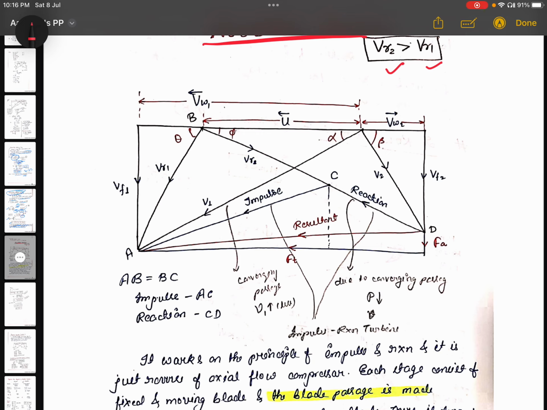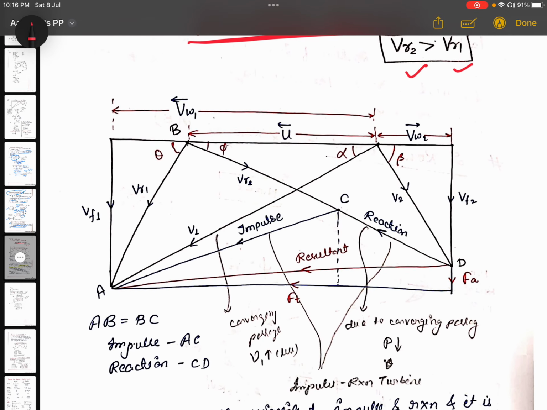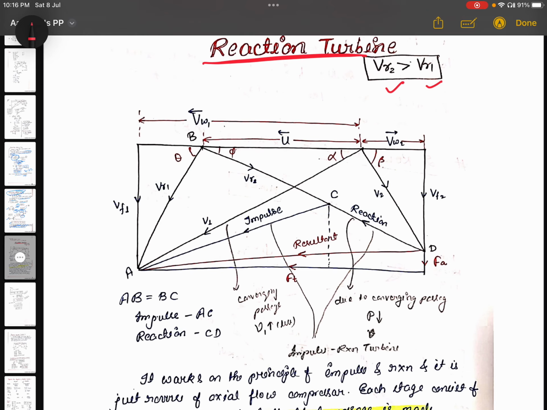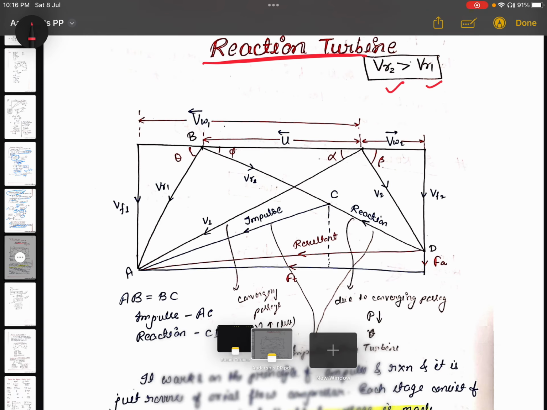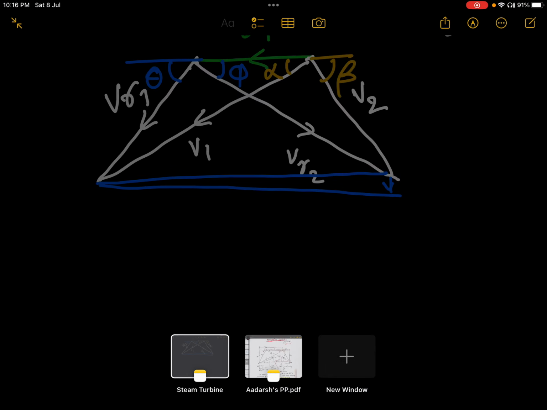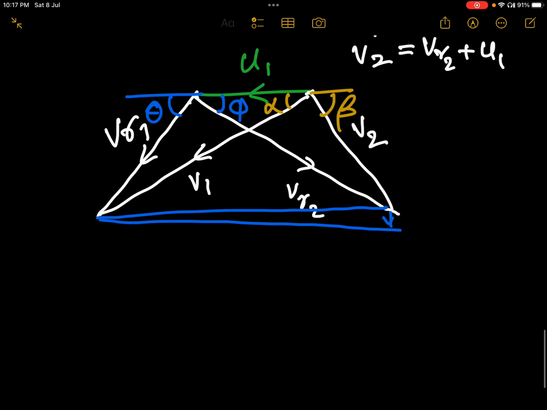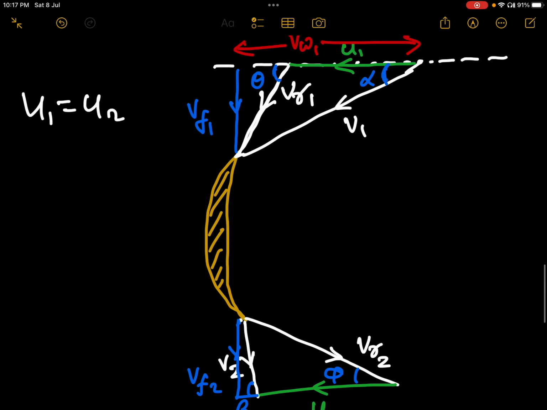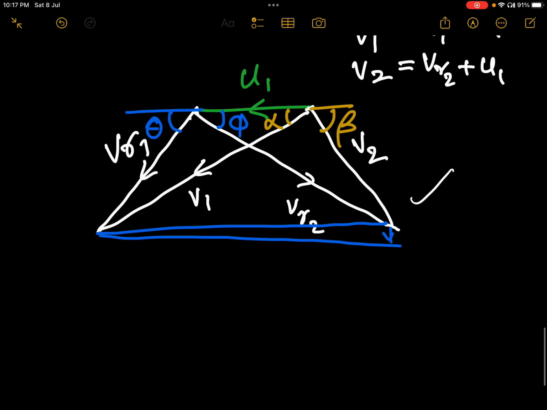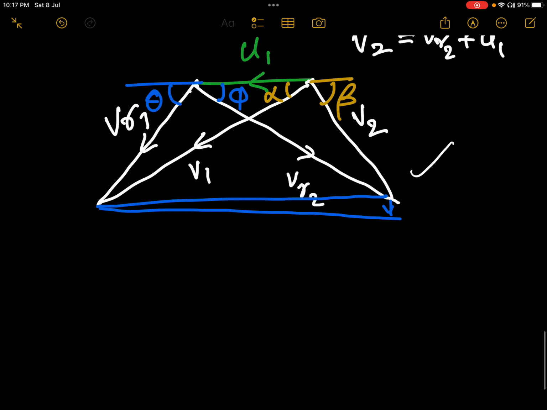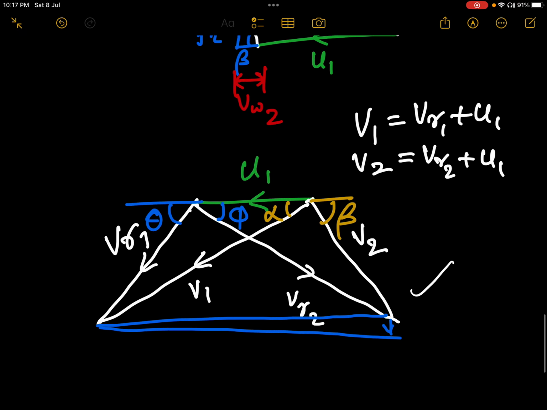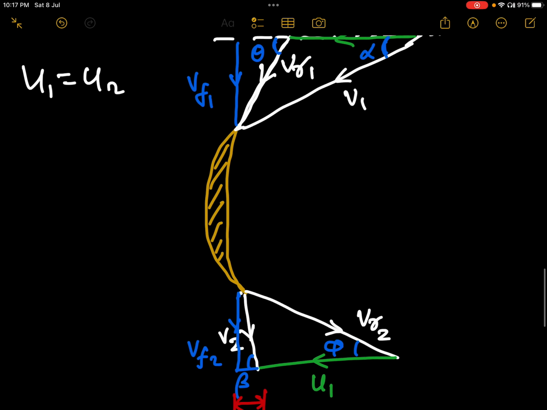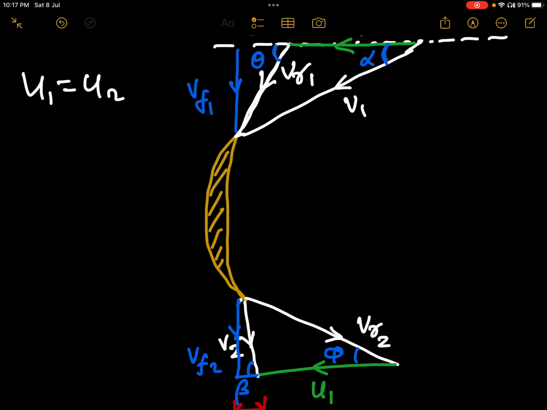If we want to study this, let us draw the velocity diagram of the reaction turbine separately. As we have seen, this is the velocity diagram of the impulse turbine. We have drawn from this to this velocity diagram. So it is somewhat the same as the impulse turbine. The velocity diagram of the reaction turbine is somewhat the same as the impulse turbine.